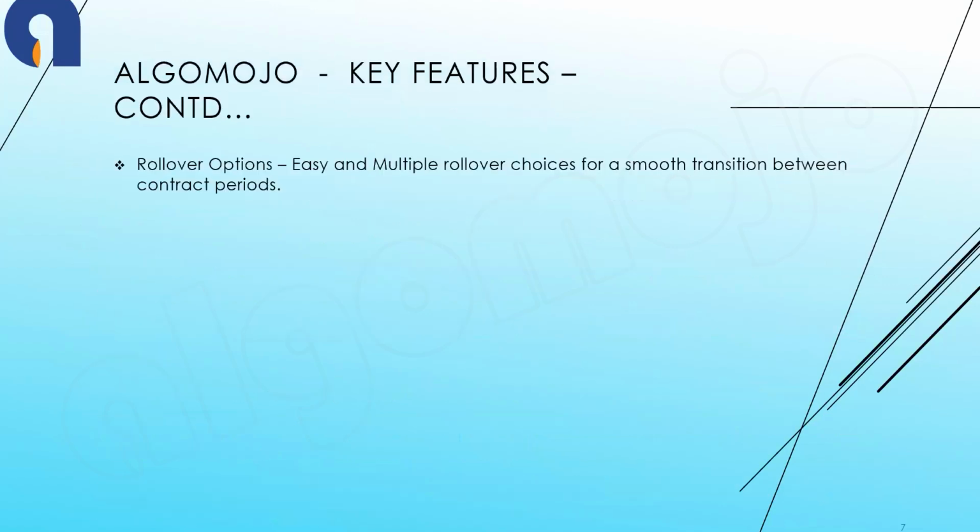Some more key features continue. Rollover options are easy. You need to set it up only once. For weekly, you can choose every week, or you can always say that, okay, I would like to trade in the next week expiry only. So after the rollover, it will always take the next expiry as such. So it will keep shifting for you.